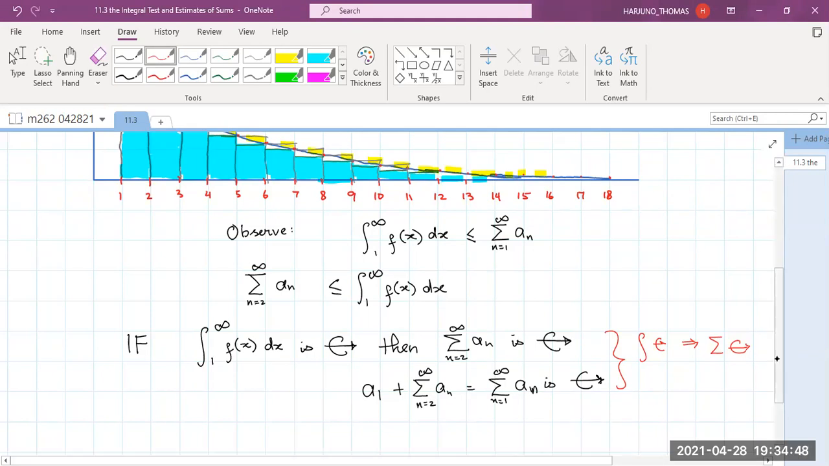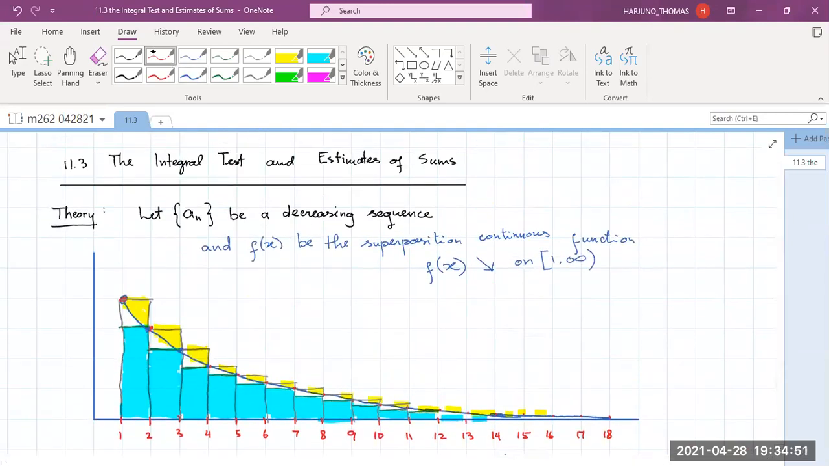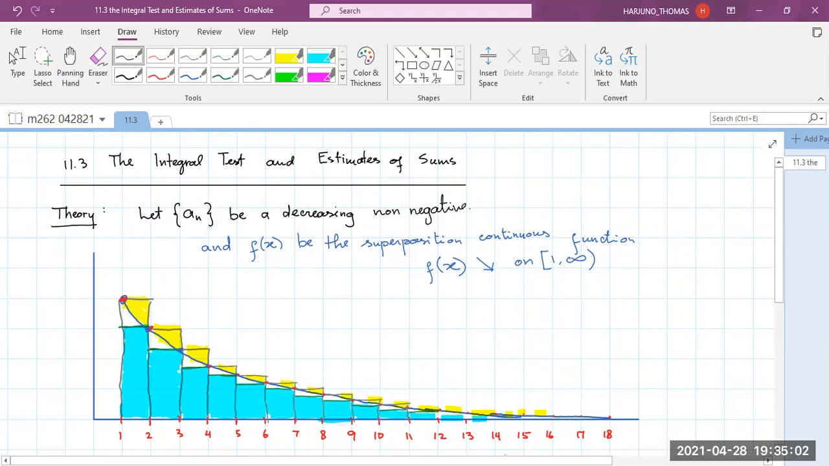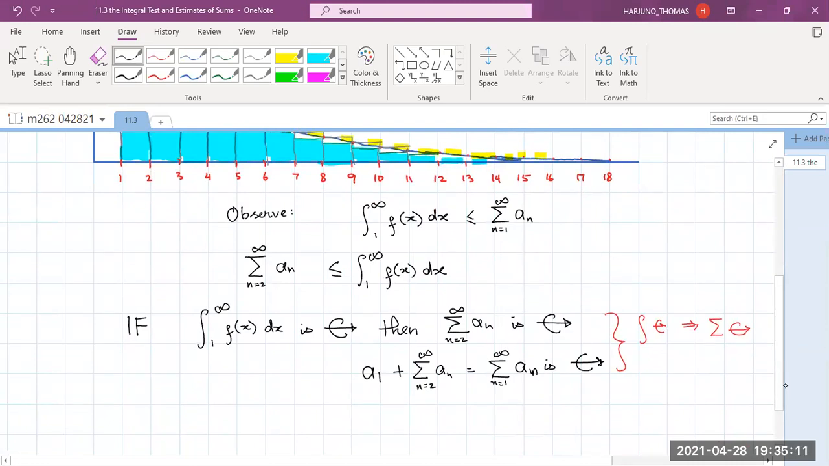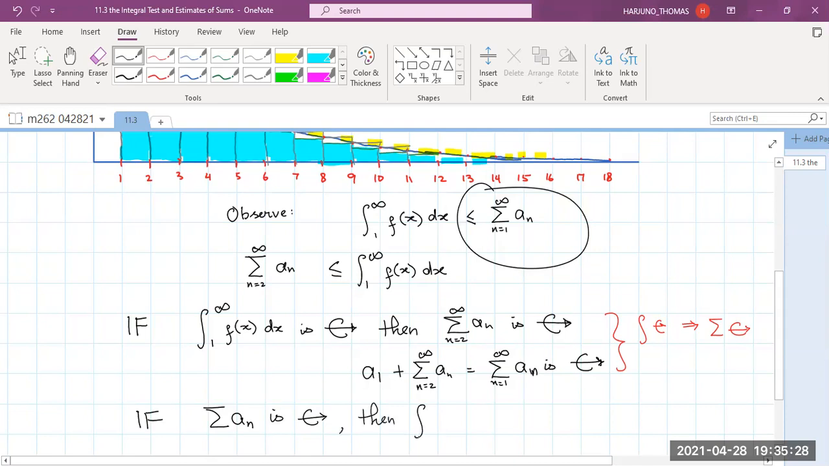Oh, you know what? I have one more thing I need to say. Decreasing non-negative sequence, sorry. To be more precise, it has to be positive actually. Now, on the other hand, you see that if the series is convergent, then of course the integral is convergent.